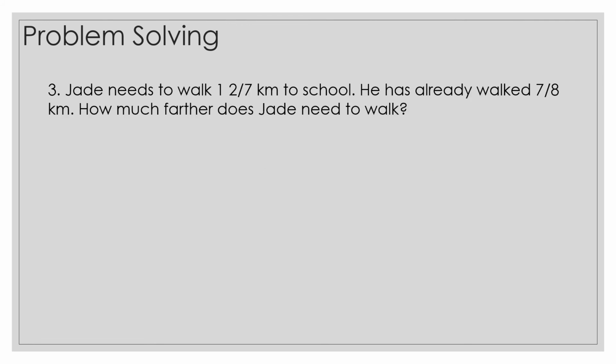Number 3. Again, you can pause your video. Let us check. In this problem, we have 1 and 2 over 7 minus 7 over 8. Since we have the dissimilar fractions, we need to get the LCD of 7 and 8, and that is 56.